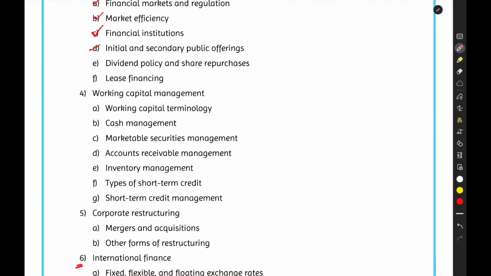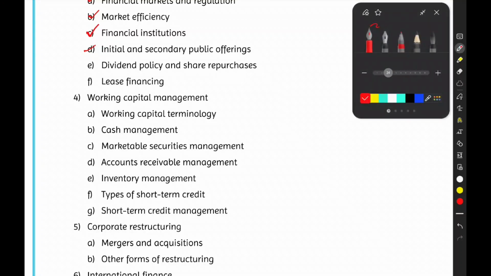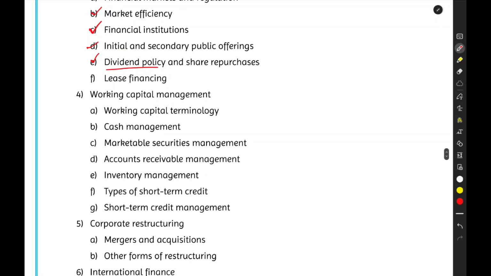So anyways, that's about initial public offerings, IPOs, and follow-up public offerings, FPOs, secondary public offerings. Then whenever you invest in some shares, they'll give you dividends. That is called the dividend policy of the company: how much dividend should be paid, what rate of dividend should be paid, and stuff like that.